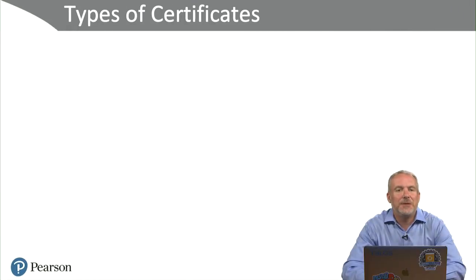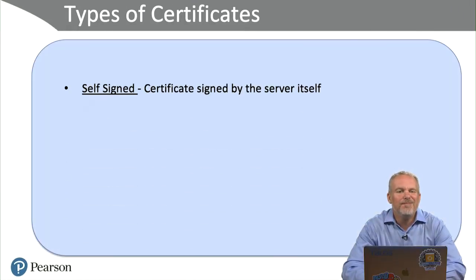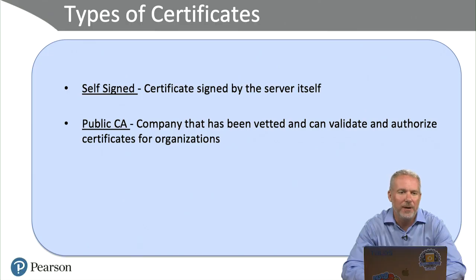There's 3 types of certificates. Let's talk about those real briefly. We already talked a little bit about this. There's a self-signed certificate. So this is the certificate that is signed by the server itself. Disadvantages of this is every end system that references this certificate will need to trust the server that signed the certificate. So as you can see, it's not really manageable in an enterprise environment.